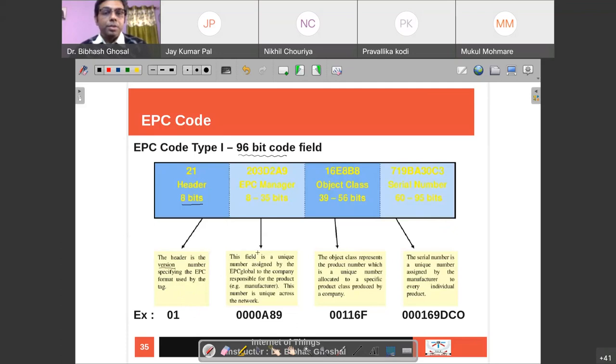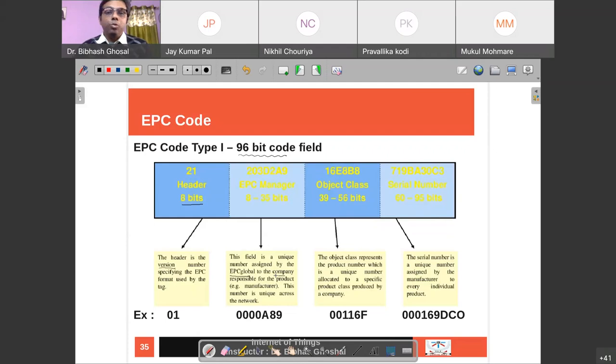Then comes the manager field, which is again a unique number, assigned by EPC Global to the company who is going to use it. So let's say I have a retail shop where I have a lot of items, and I want to associate a tag to each item. So I have to approach EPC Global. They will give me a particular number, and accordingly, I will be fixing up that number.